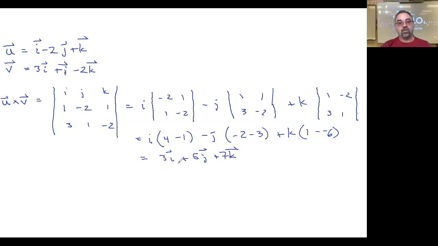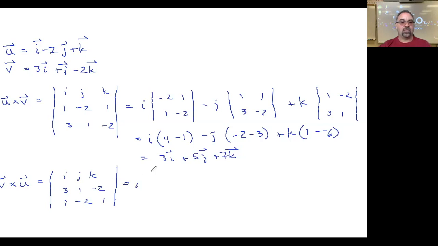Now you may have noticed when I was writing that down, I said, okay, u is first, so it goes next. Because if you change the order, v cross u, any guesses? Check it out.